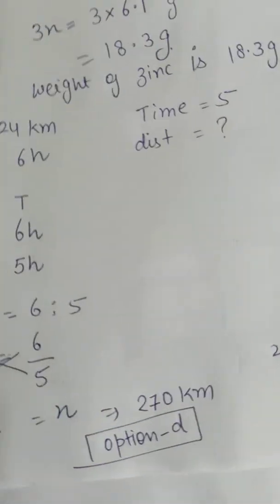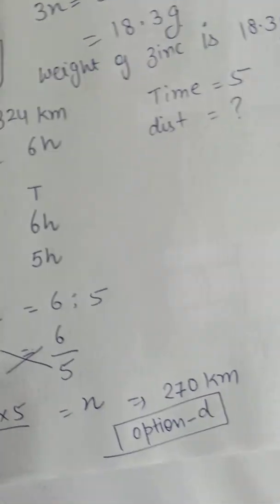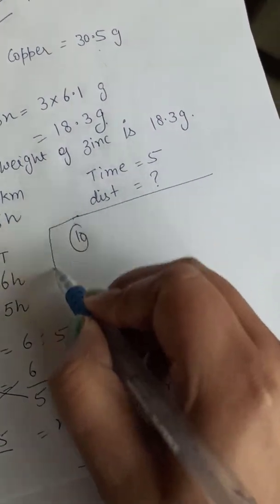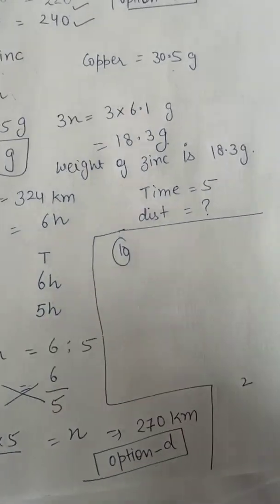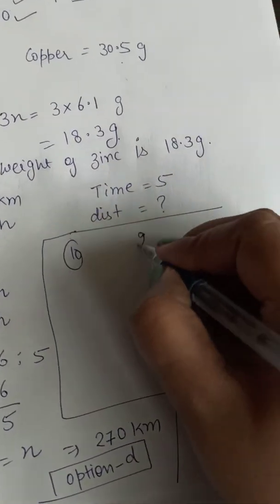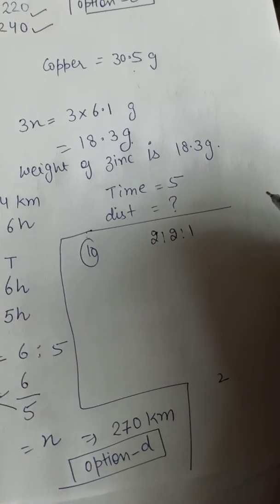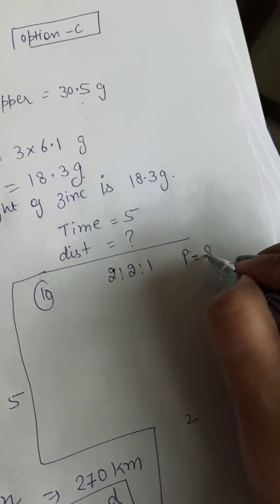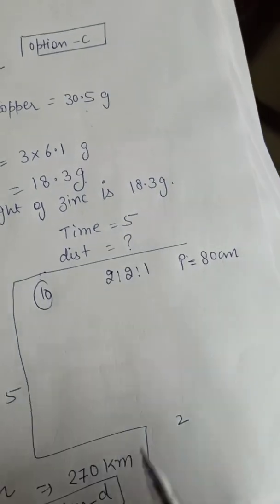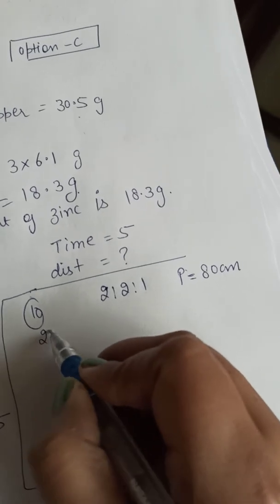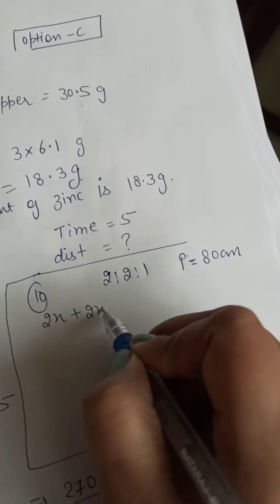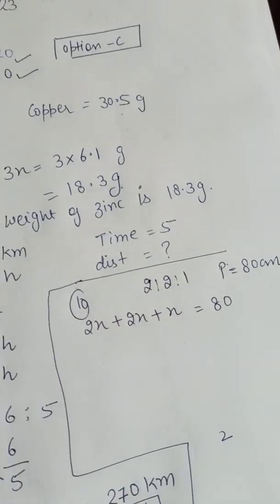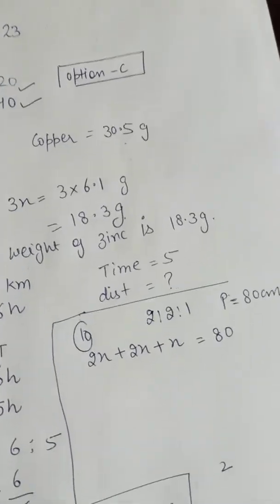Now come to question number 10. The sides of the triangle are in the ratio 2:1. If its perimeter is 80 centimeter, we know perimeter equals the sum of all sides. So we will let the sides be 2x and x, and the sum equals 80. Then find the length of the smallest side.